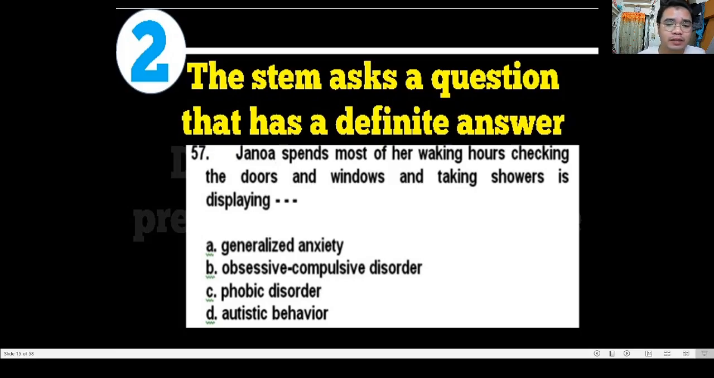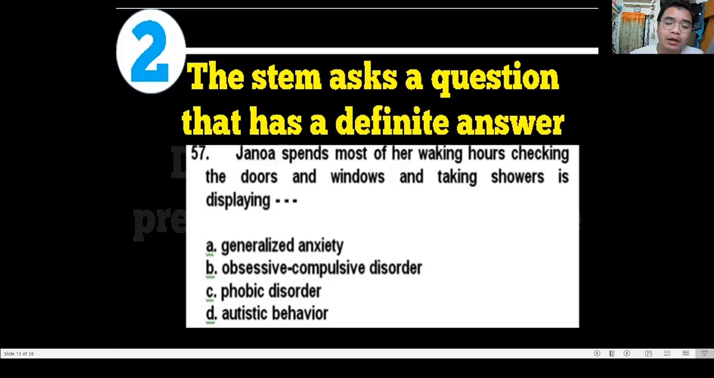Okay, Genoa spends most of her waking hours checking the doors and windows and taking showers. She is displaying: A. Generalized anxiety, B. Obsessive compulsive disorder, C. Phobic disorder, or D. Autistic behavior. Now, does this item present the problem clearly? Okay, I would like to read it again.